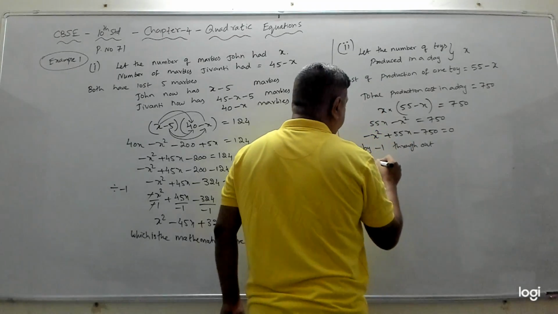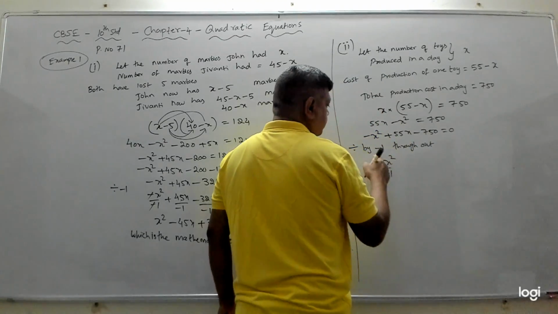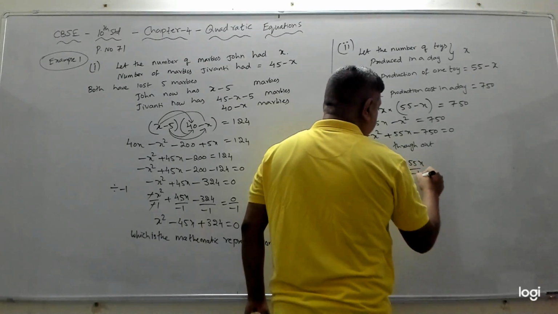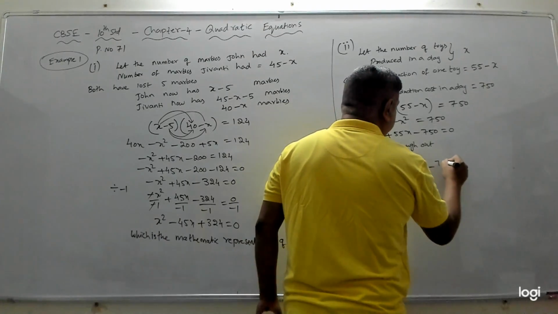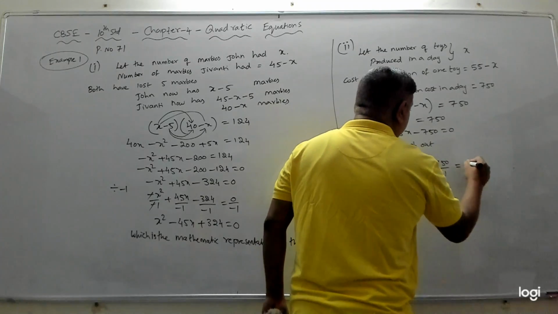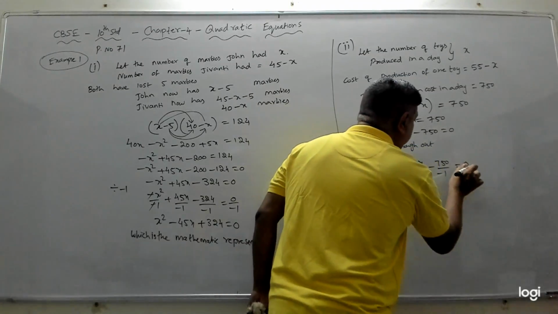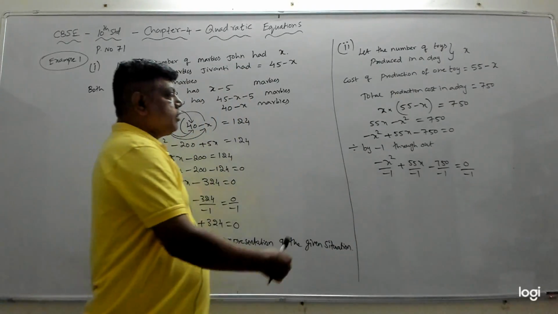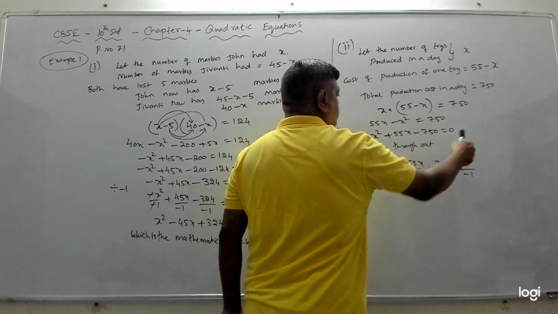Then what do we get? We get minus X square by minus 1 plus 55X by minus 1 minus 750 by minus 1 equal to 0 by minus 1. So you have to divide every term by minus 1. Even 0 should be divided by minus 1. Every term in this equation should be divided by minus 1.